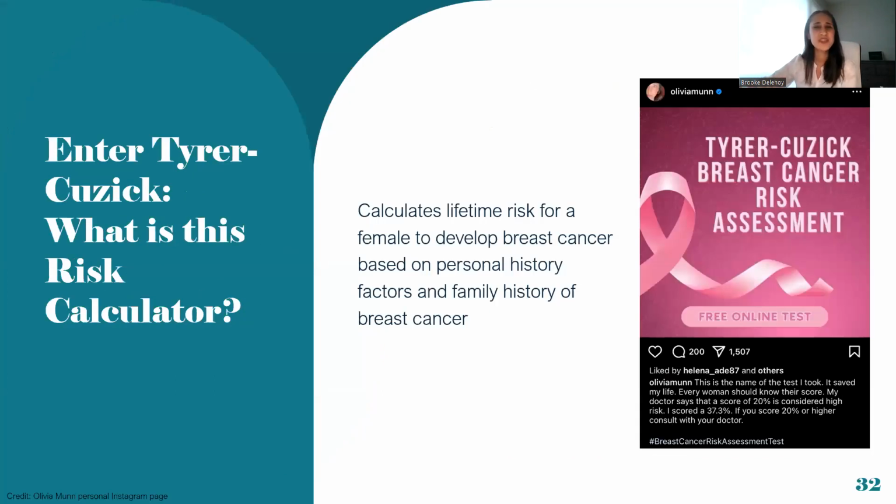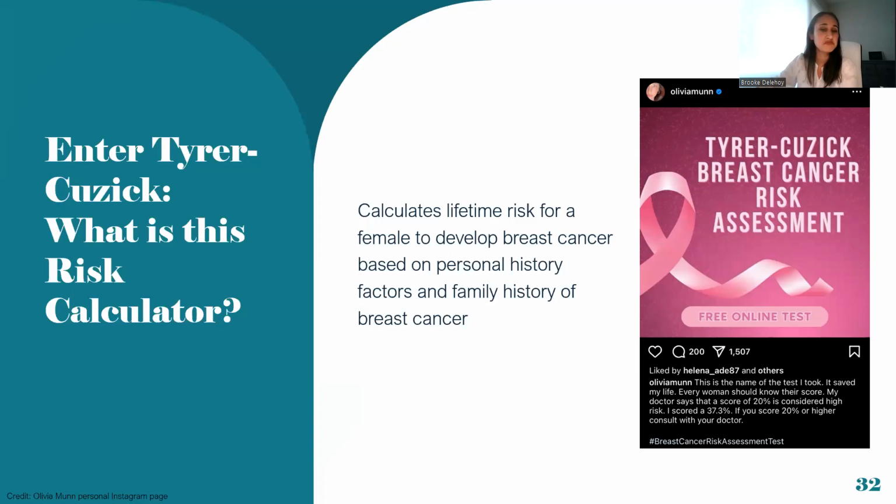So enter, if you've heard of this before, Tyrer-Cuzick. What is this risk calculator? And I put in a screenshot again from Olivia Munn's personal Instagram page. She is a huge patient advocate right now for the utilization of the Tyrer-Cuzick breast cancer risk assessment model. What it essentially is, it calculates lifetime risk for women to develop breast cancer based on personal history factors and family history of breast cancer.